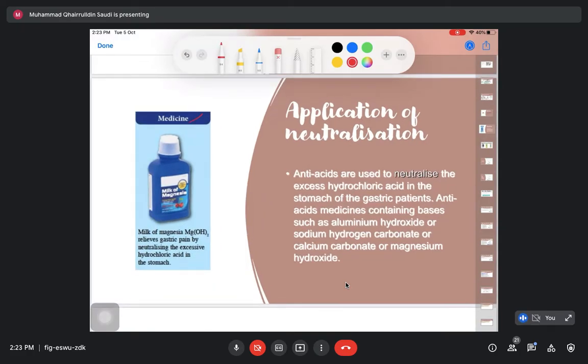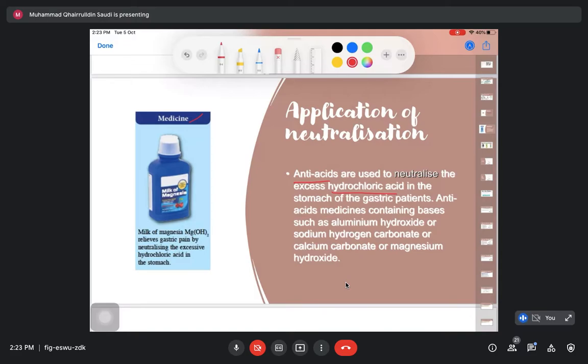Okay, usually in gastric medicine, anti-acid is used to neutralize the excess hydrochloric acid. People who usually have gastric, it is because their gastric juice is released, making them feel pain because their stomach has become thin or has a wound there, causing them to feel the hydrochloric acid. So how to reduce the effect of hydrochloric acid? They will consume anti-acid or gastric medicine.